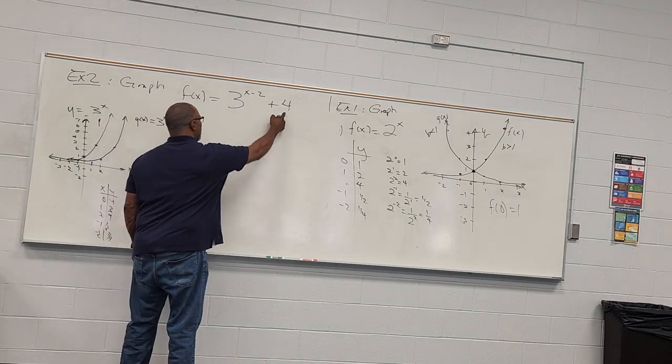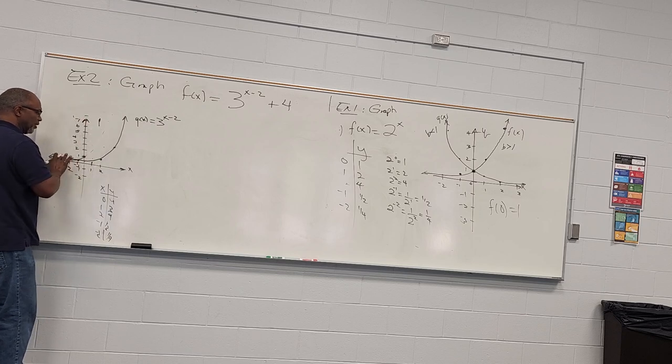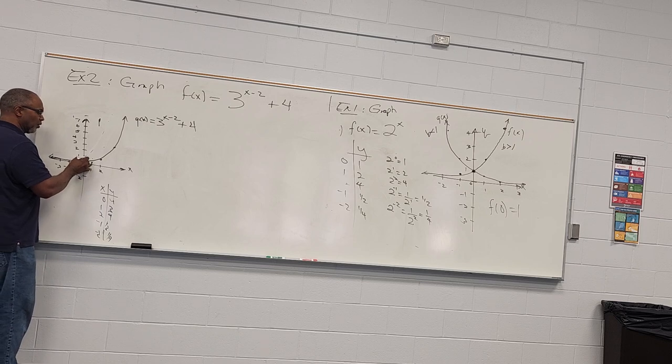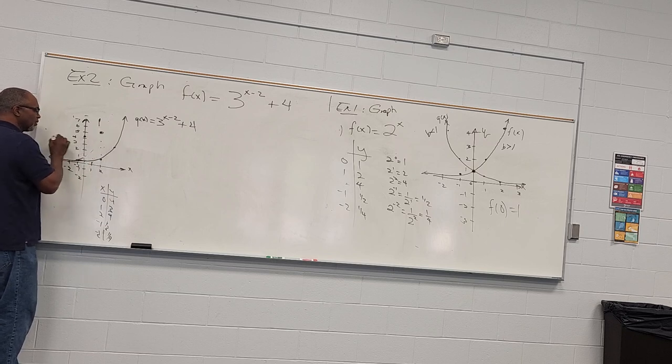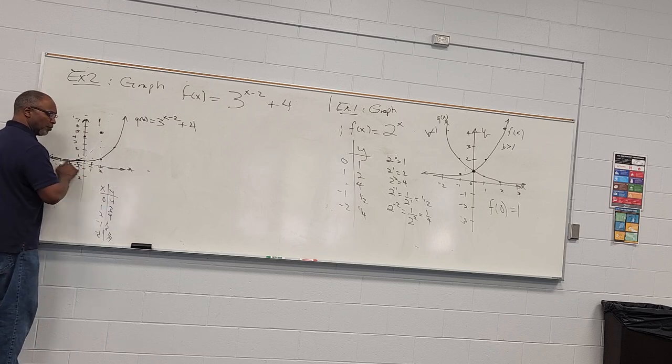And then the plus 4 just takes this graph. I don't want him anymore. I want to take this graph. When I say plus 4, all that does is every point shifts up 4. So 1, 2, 3, 4. Well, it used to be, yeah. So that's up 4. This point moves up 1, 4. So it's going to do this. And the old horizontal asymptote used to be y equals 0. That moves up to y equals 4.